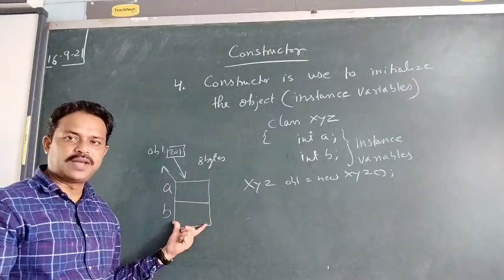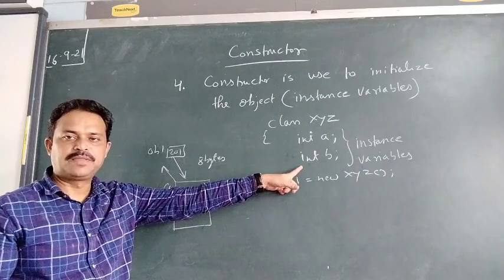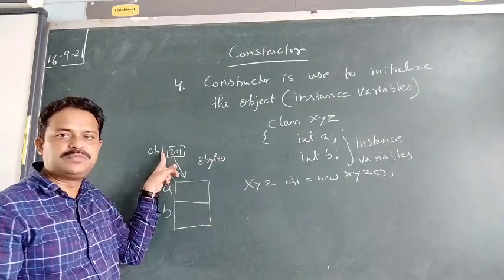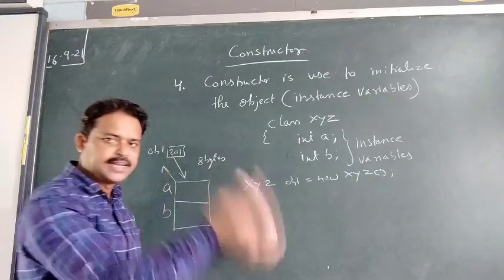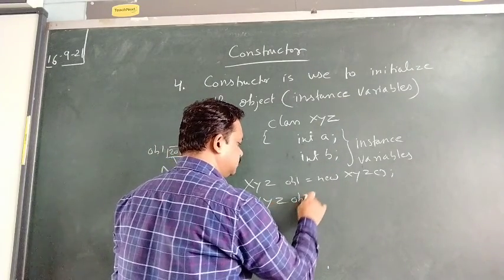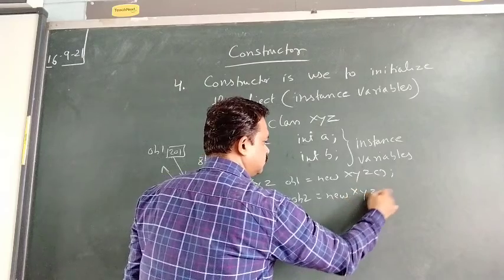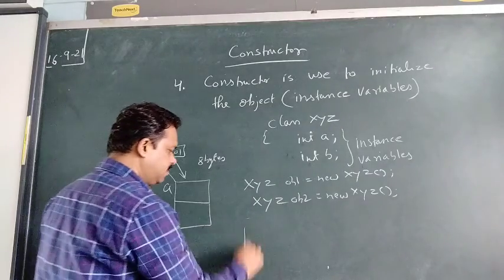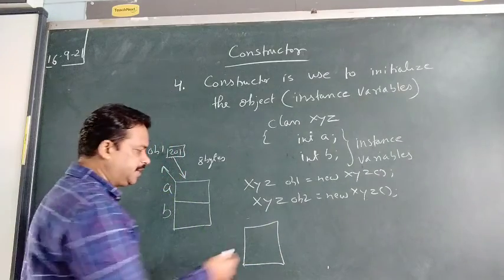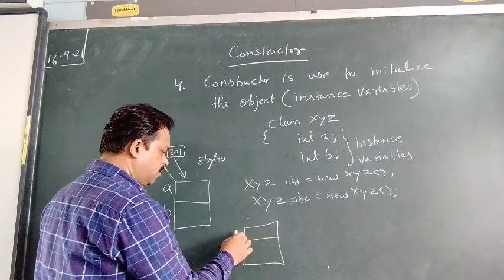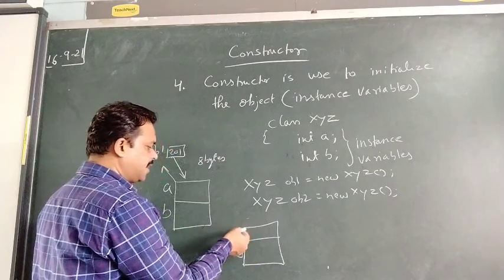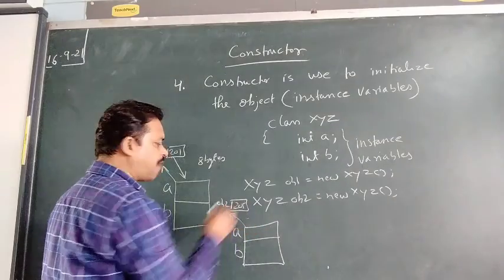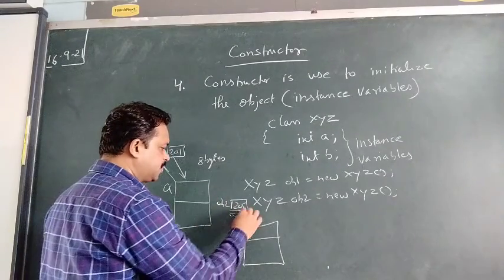Now see, the memory has been allocated for the variables A and B when you have created the object. This is the meaning that instance variables are associated with the object. If you make another object, let us take another example. Suppose you have made another object. The same process will take place again. Again 8 bytes of memory will get created. Out of 8 bytes, 4 will be for A and 4 will be for B. And the address of this memory will go to OB2. Suppose the address is 205, just taking an example. It means that this object is pointing towards this memory.